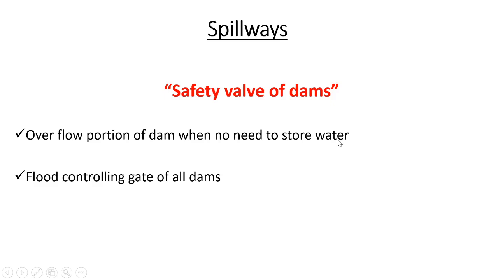Means whenever there is a need in the downstream direction, the need may be irrigation, or a hydroelectric project like that, we often take water outside through the spillways. Also, spillways are very effective in controlling the flood at the downstream side of a dam.